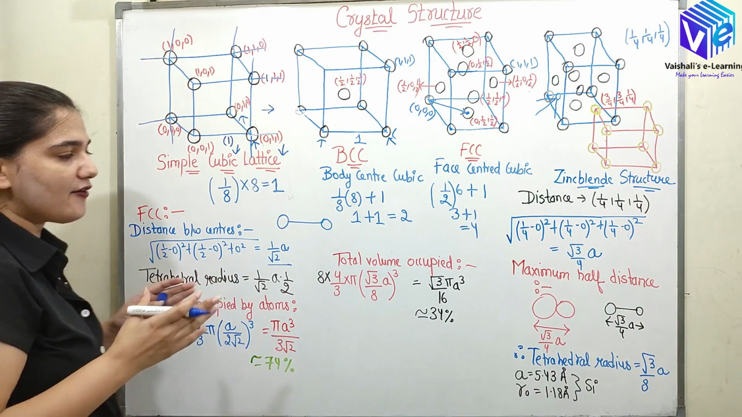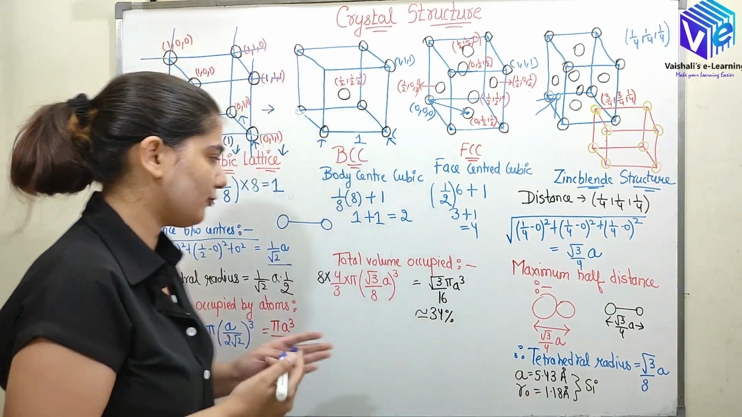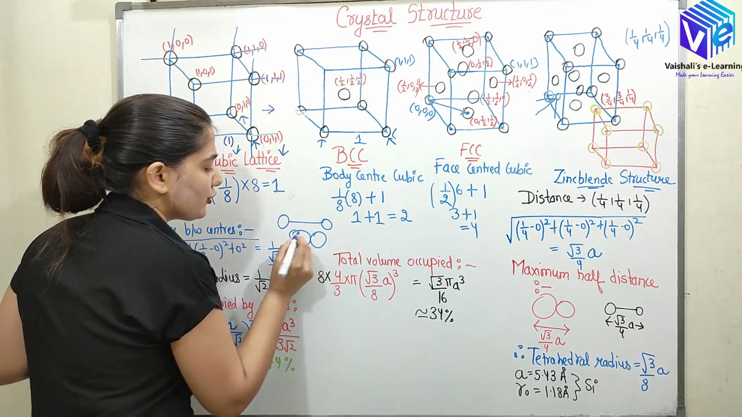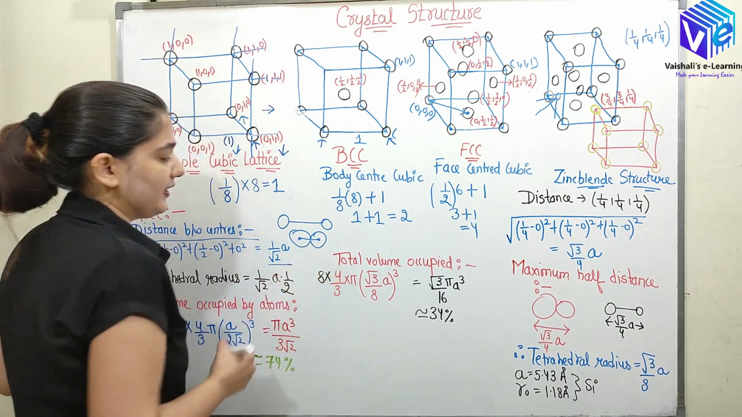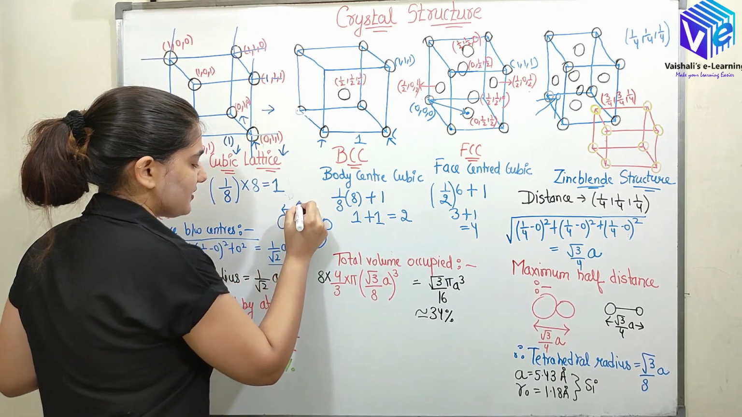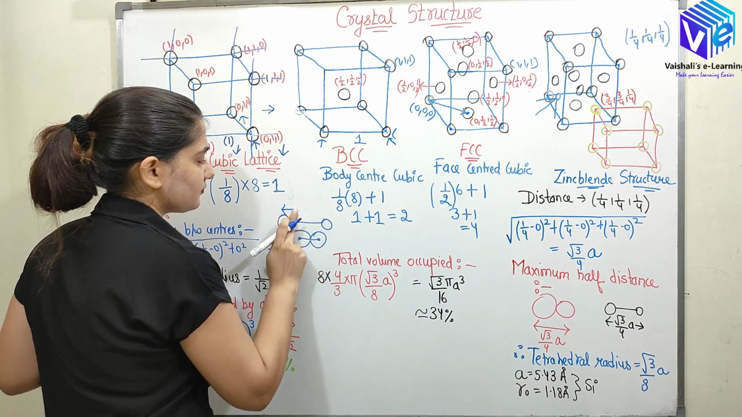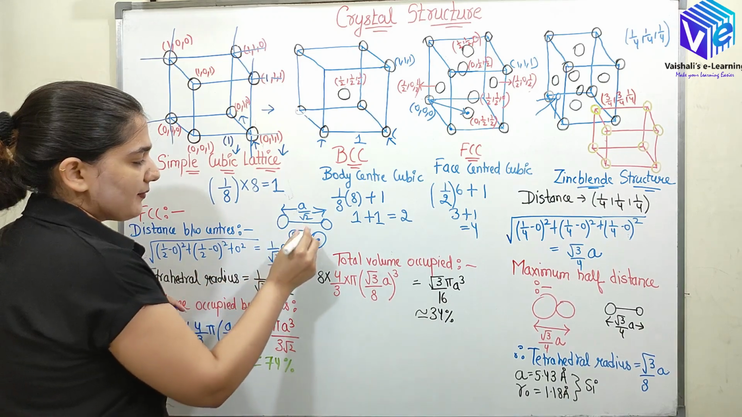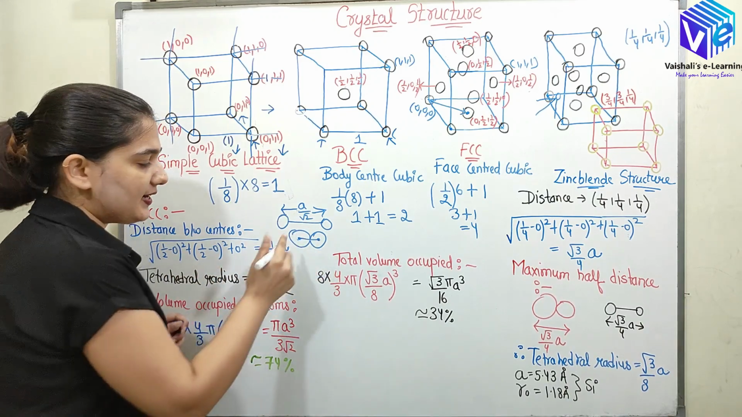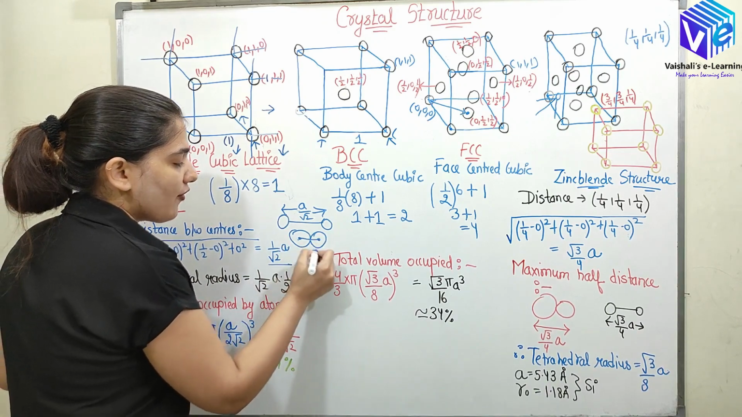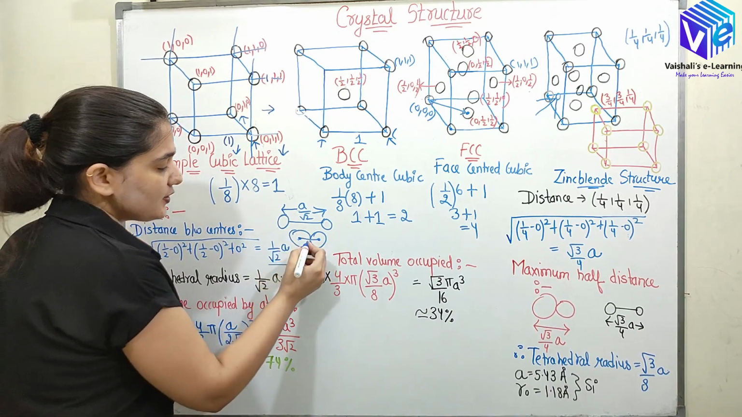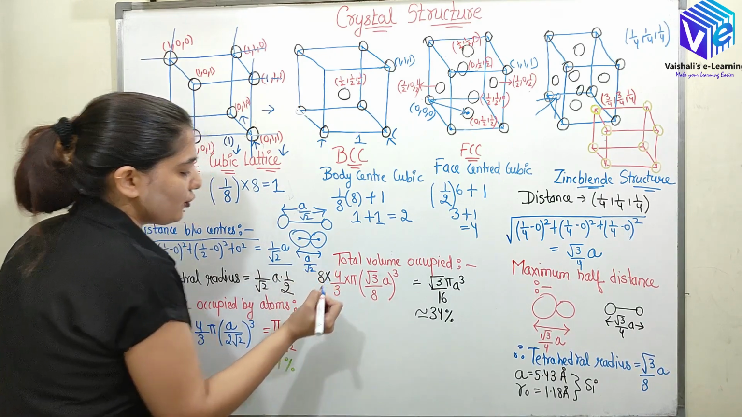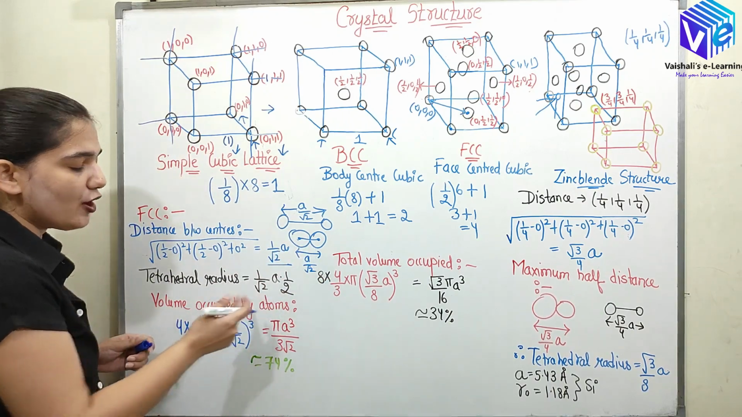If I have to find the maximum radius occupied, let's suppose in a particular case both atoms occupy the full distance between them. This distance is a upon root 2. Let's suppose we don't have any gap between them. Taking both atoms to be equal in radius, if I have to find the radius, this distance is a upon root 2, so the radius will be equal to a upon 2 root 2.